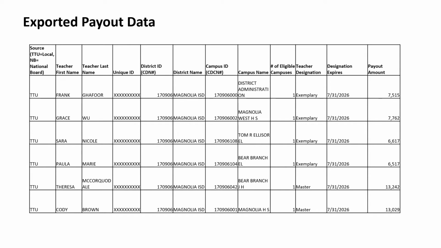Here's an example of the exported payout data simulating Excel. So we have the source, TTU, the teacher first name, last name, unique ID, the district CDN, name, campus ID, campus name. Please note that all of these teachers in the example were reported at 1 eligible campus. If there were multiple campuses, we would see more than 1 line of data for those teachers. It also has their teacher designation level, the expiry date, and the payout amount.